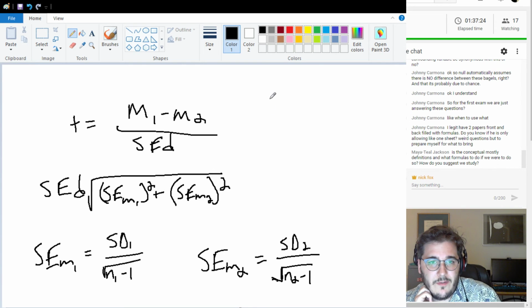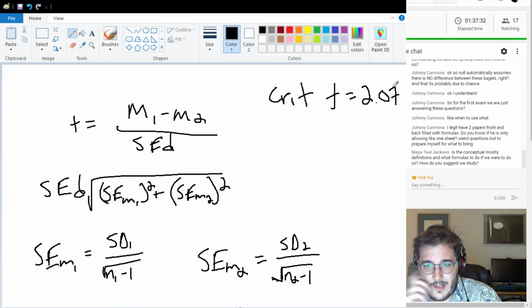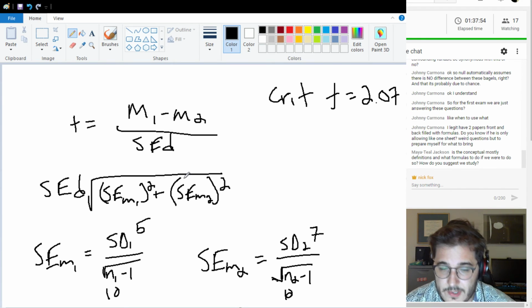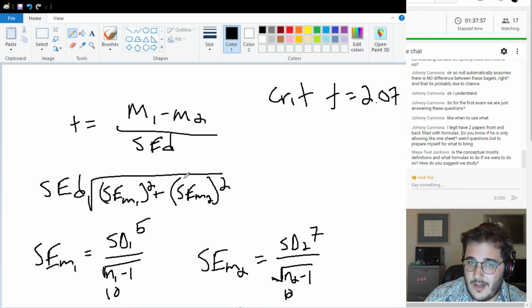And let's say we have a critical value of t equals 2.07. That's based on some sample size or whatever. So this is what I would literally do. I would sit here and put in numbers. I would just say, okay, let's see if my standard deviation is 5 for group 1 and 7 for group 2, and my sample size for each is 10. The sample size will always be the same for both groups. Then I would calculate this out and say, okay, that gives me some value of the SED.